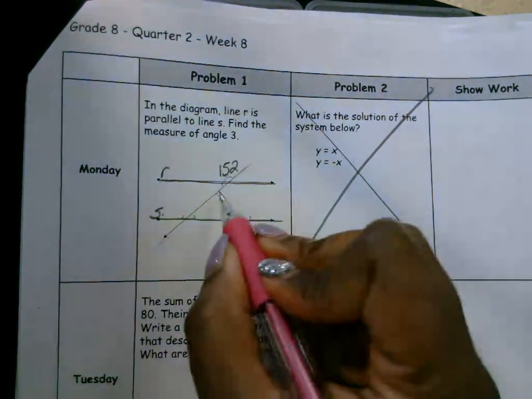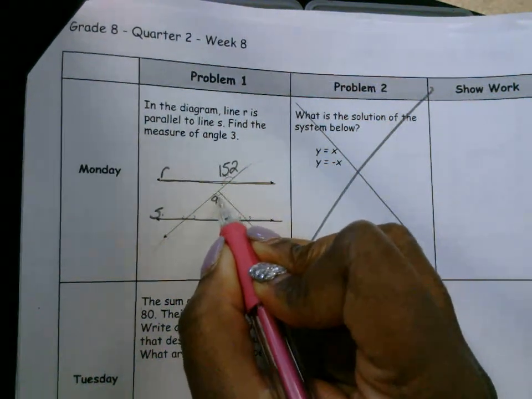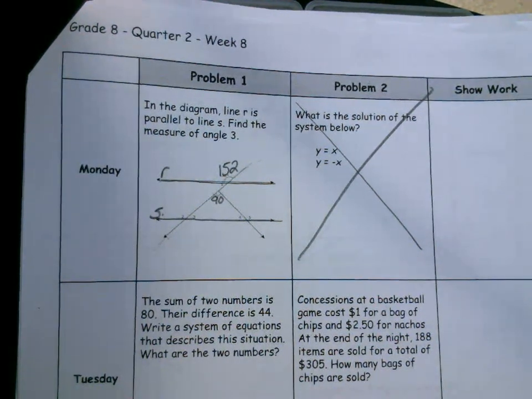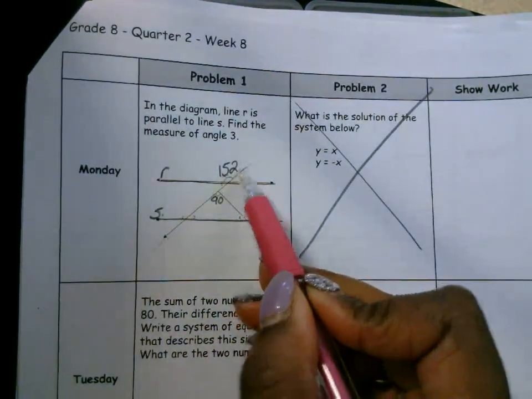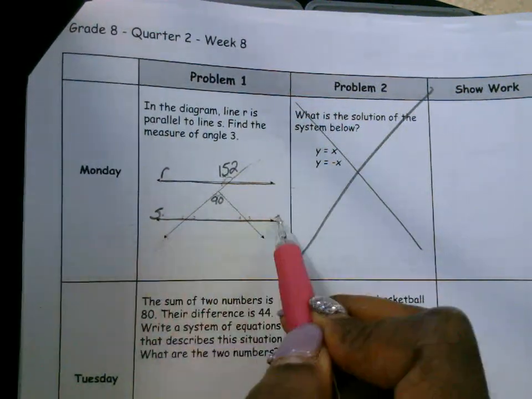In this picture, this is a right angle. This right angle means that this angle right here is 90 degrees. The other angle is 152 degrees. This is a transversal right here, and these are two parallel lines.